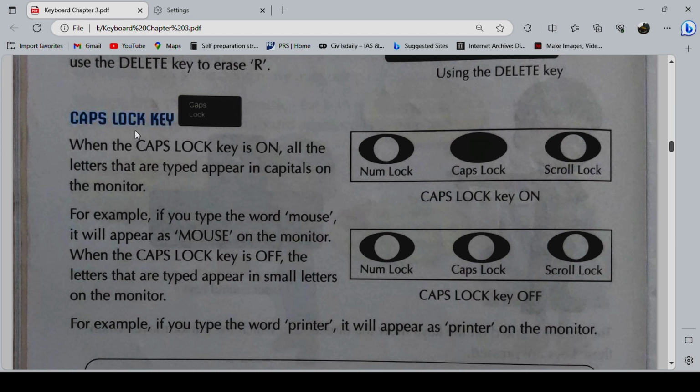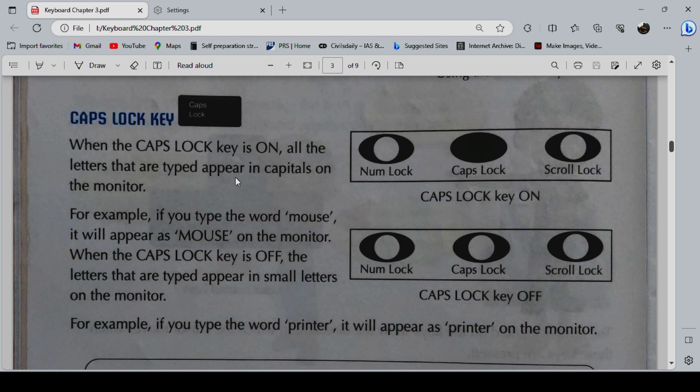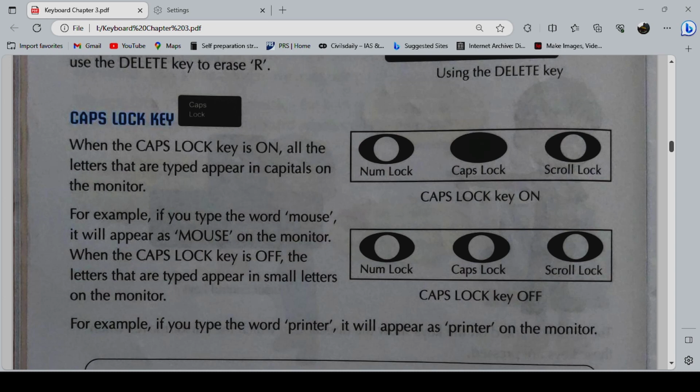Okay, look, let's study the caps lock key first. This is its sign on the keyboard. When the caps lock key is on, all the letters that are typed appear in capitals on the monitor. So when we press the caps lock key, all the letters will appear in capitals. We have pressed caps lock on our keyboard. Now whatever I write will appear in capitals.